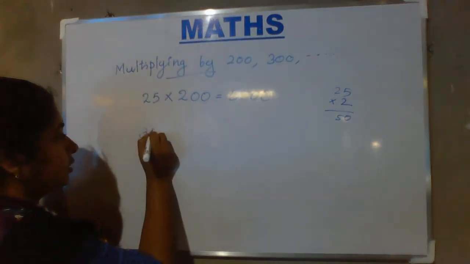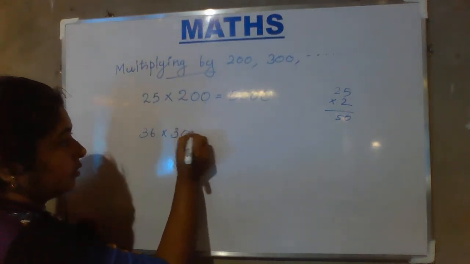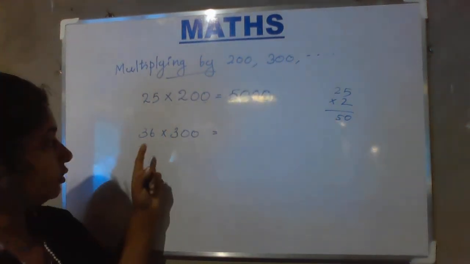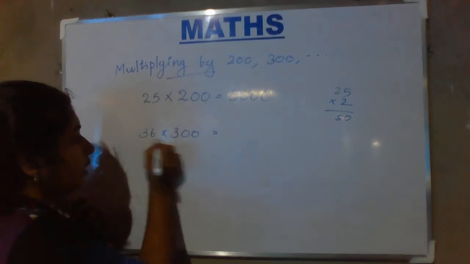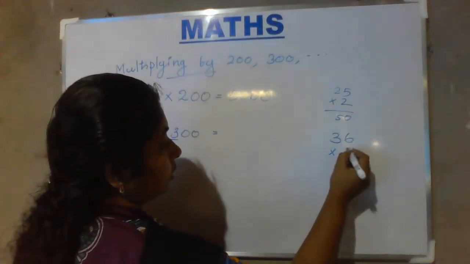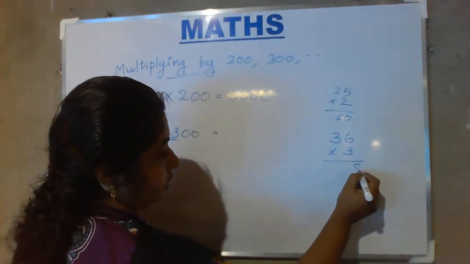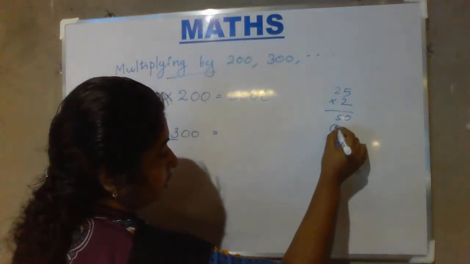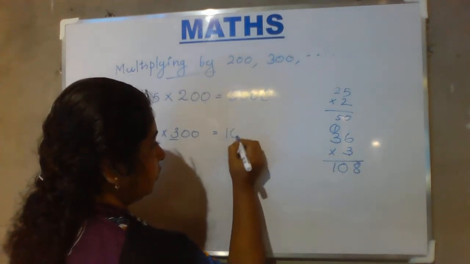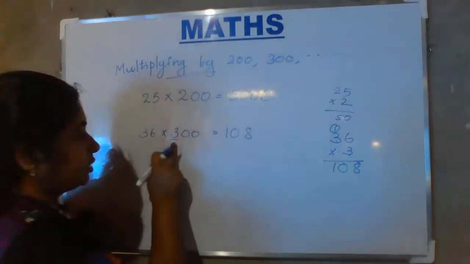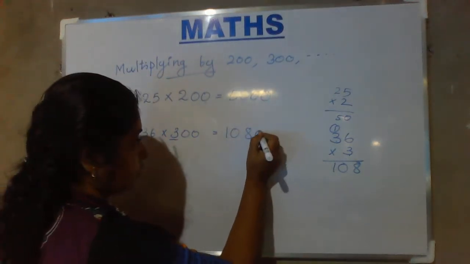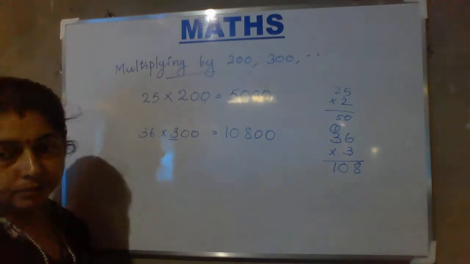Then multiplying by 300. Then 36 into 300. 300 is also a multiple of 100. So first of all, we should multiply 36 by this 3. Then 36 into 3. Here 6 3s are 18, remainder 1. 3 3s are 9. 9 plus 1, 10. Then we get 108. 36 into 3 is 108. Then after, we put 2 zeros to the right of this product.